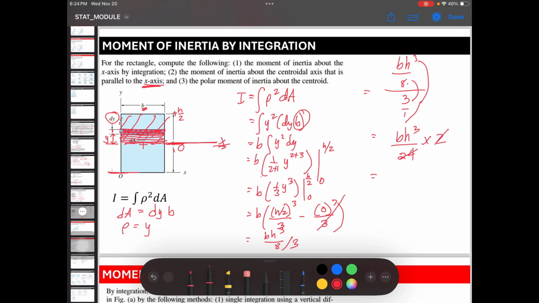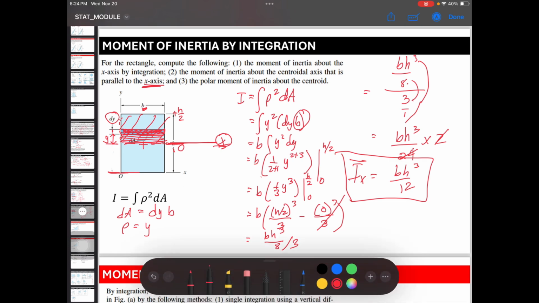So, this will be 12. BH3 over 12. This is Ix because it is about the x-axis. But we need to differentiate that this is centroidal. So, the symbolization for centroidal has a bar on top. That is the centroidal moment of inertia for a rectangle.